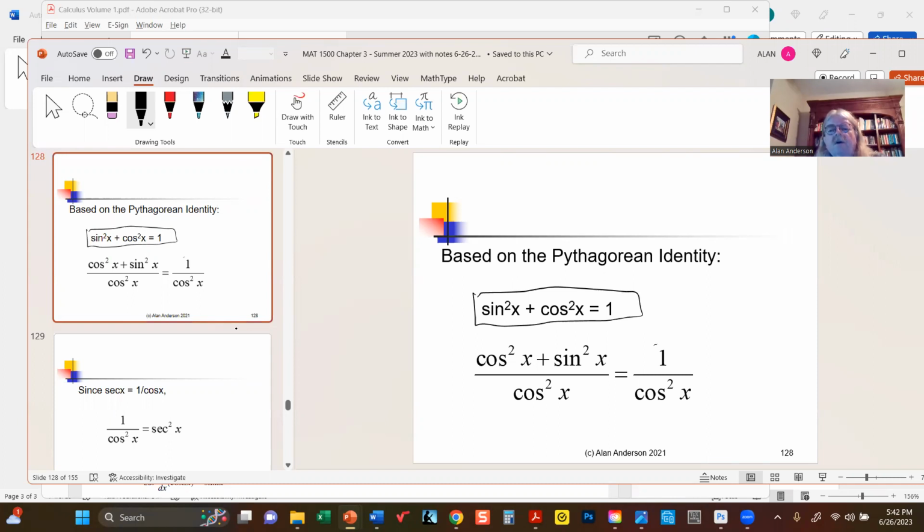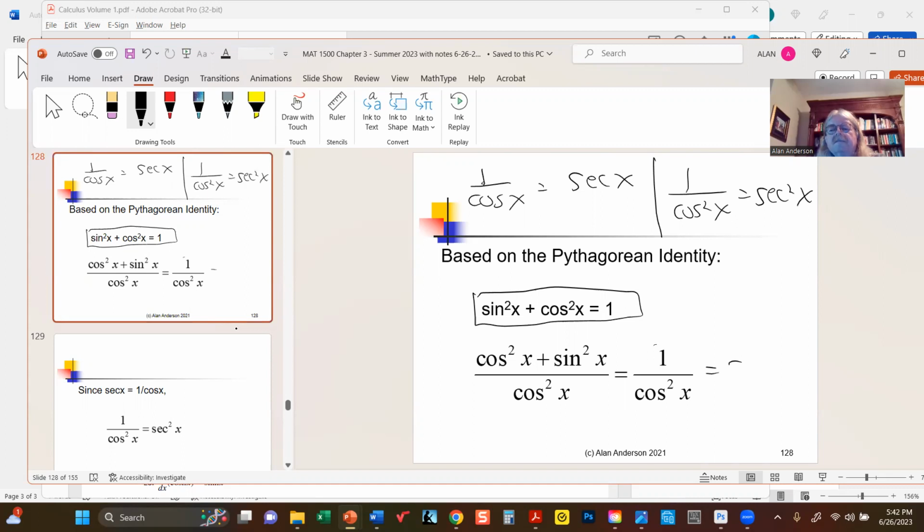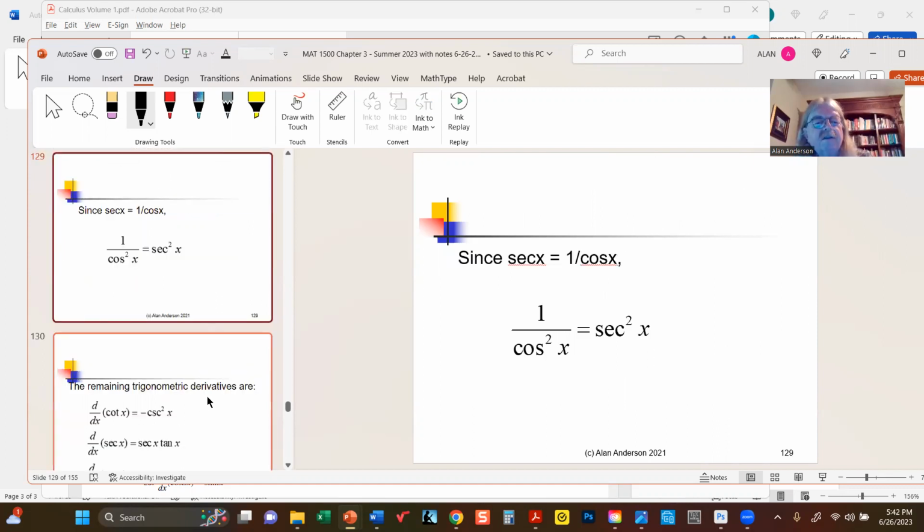Now, you also might recall that 1 over the cosine of x is the secant of x. So therefore, 1 over the cosine squared of x must be the secant squared of x. So that's why the derivative of the tangent is the secant squared of x.